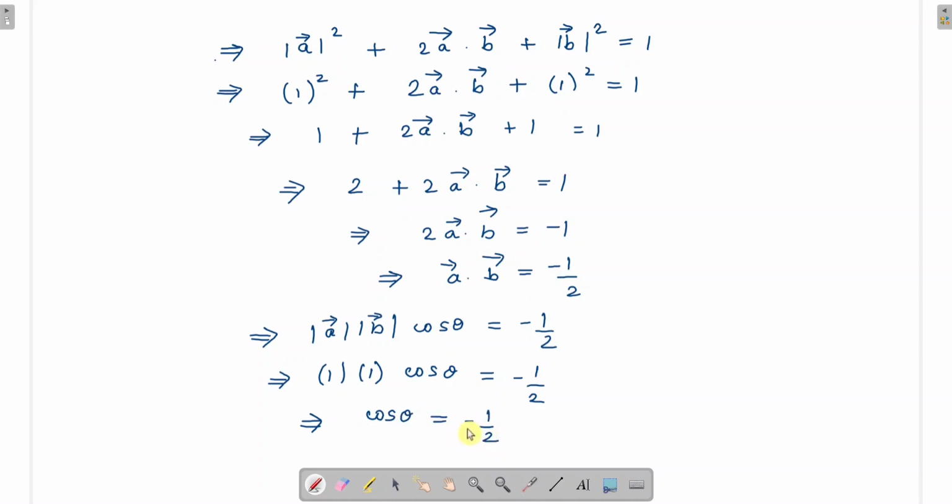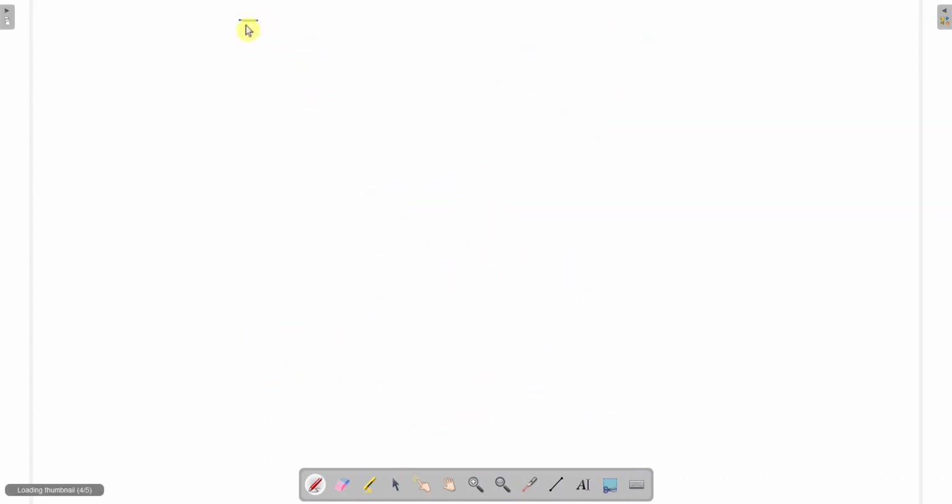Now we have to find theta, right. So cos theta is equal to minus half means, in terms of cos, half is cos pi by 3, cos 60, right? So what we get is, this implies cos theta is equal to minus cos pi by 3. Now we have to use the all silver teacup concept here.